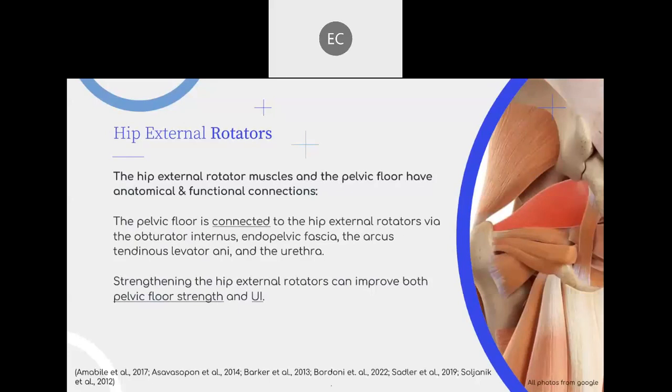The hip external rotators also have an anatomical and functional connection with the pelvic floor. The pelvic floor is connected to the hip external rotators via the obturator internus, the endopelvic fascia, the TALA, and the urethra. And strengthening of the hip external rotators can actually improve both pelvic floor strength and urinary incontinence. So this is something to keep in mind if you're not a pelvic health practitioner and you happen to know that one of your patients is experiencing urinary incontinence. They may possibly benefit from strengthening of the hip external rotators.